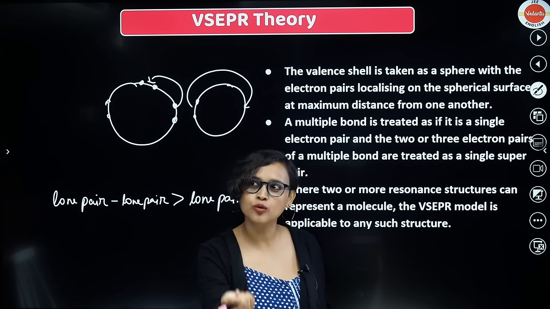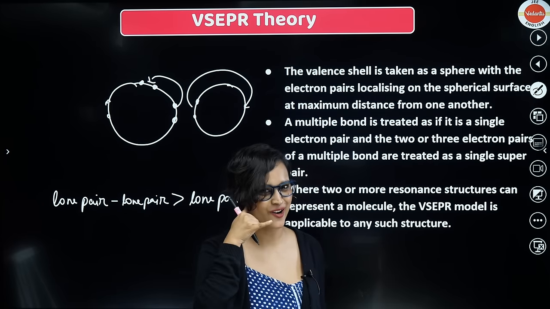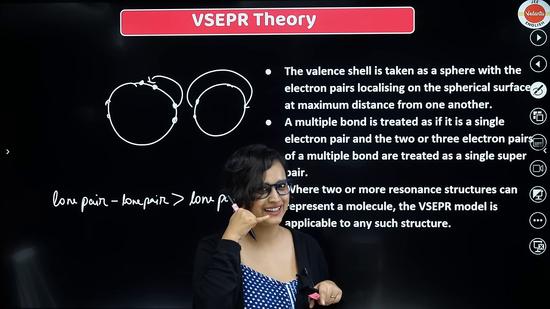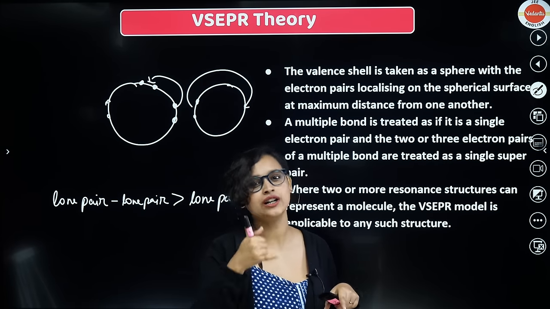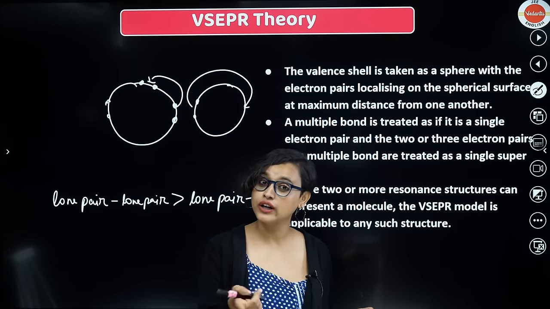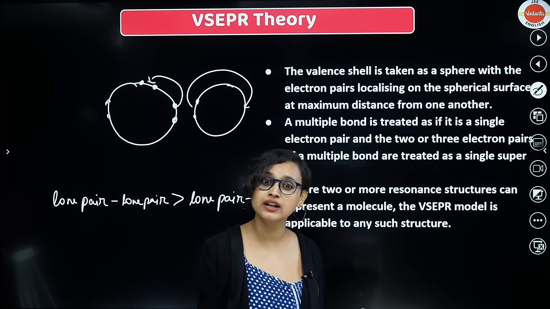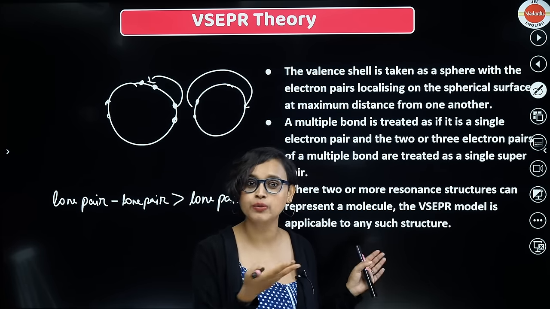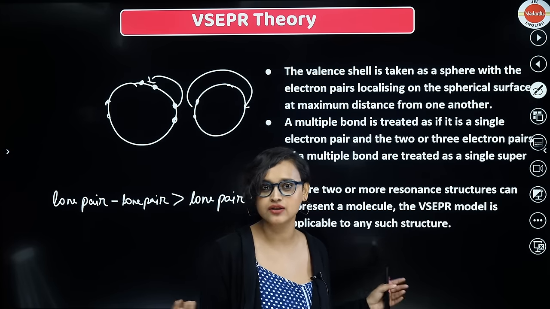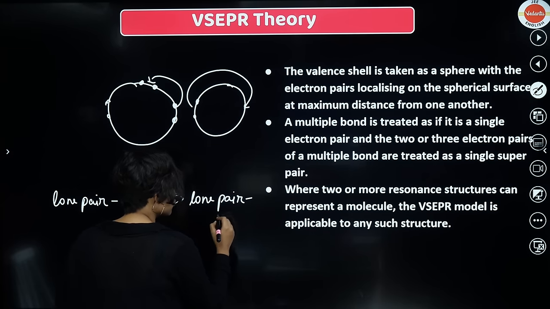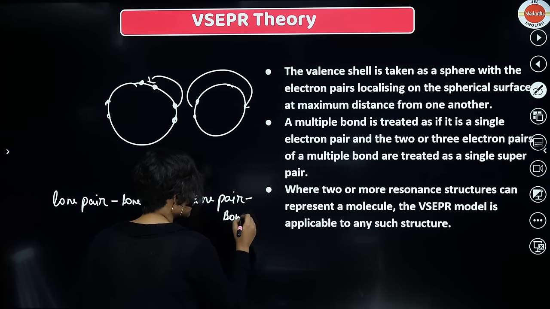Why? Because the moment you start shouting, they will be like, call the warden. Warden, this hostel is shouting too much. That will happen. So you cannot have fun so much. You cannot fight so much either, because with lone pair and bond pair, the warden will come and sort it out. Correct? Yes. So lone pair, bond pair will happen here.